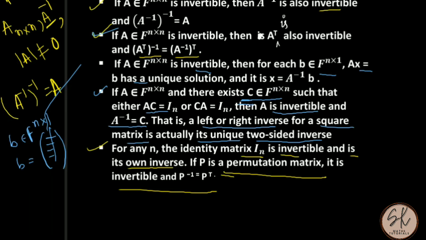Okay, see here, if P is a permutation matrix which is invertible, then P inverse is equal to P transpose. Okay, so we have proved this.